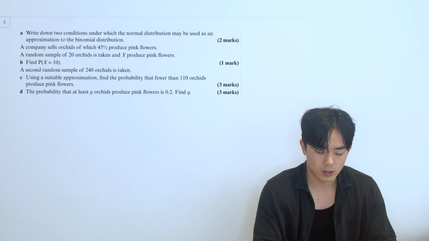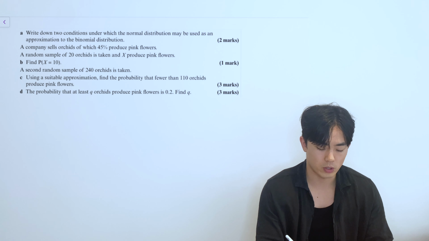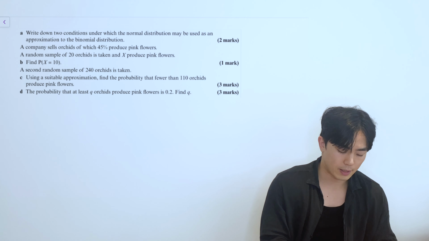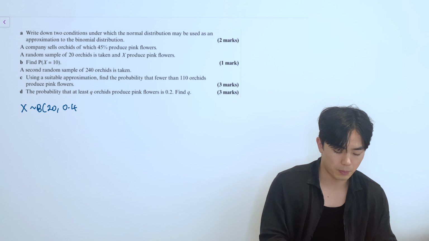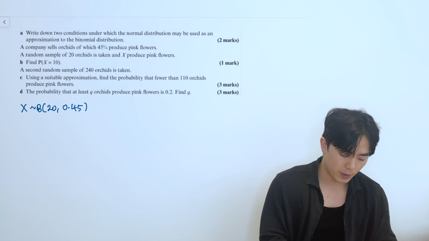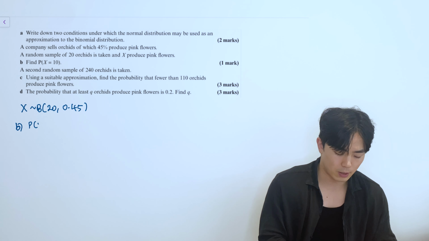Okay, a company sells orchids of which 45% produce pink flowers. A random sample of 20 orchids is taken and X produce pink flowers. So we can say that for now it's going to be a binomial distribution with n being 20 and the probability of an orchid being pink is 0.45. In part B, they're asking us to find the probability that X is equal to 10.